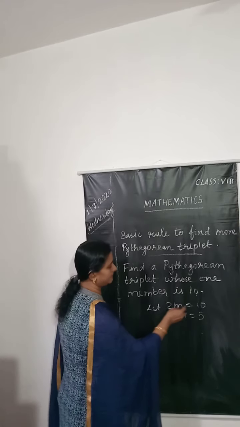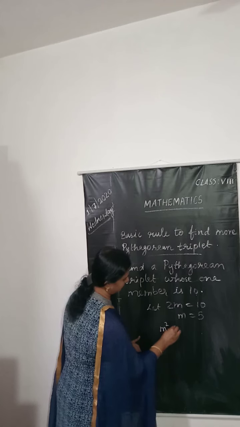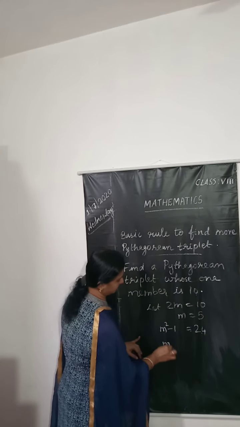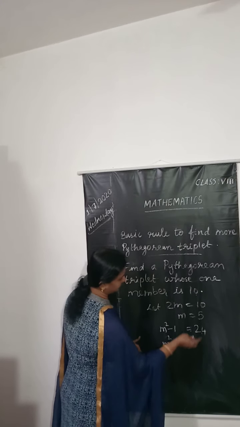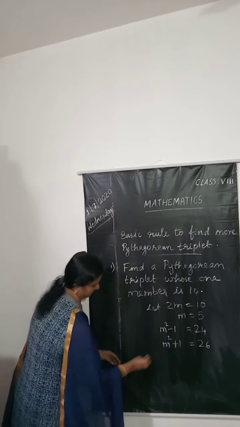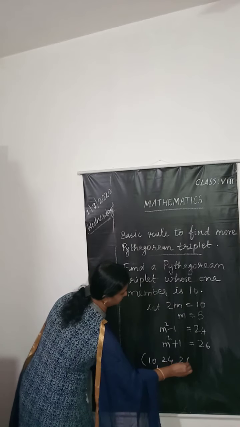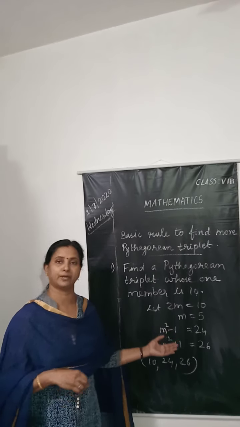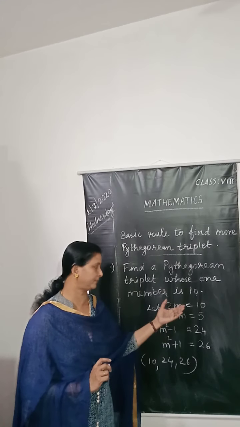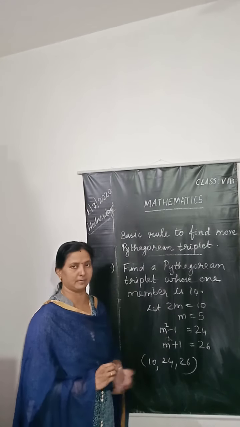Now look here, 2m is equal to 10, m is equal to 5. So m square minus 1 is equal to 25 minus 1, that is 24. And m square plus 1 is equal to 25 plus 1, which is equal to 26. So the members of the triplet are 10, 24 and 26. This is how we calculate the remaining two members if one of the members is given, using the formula.